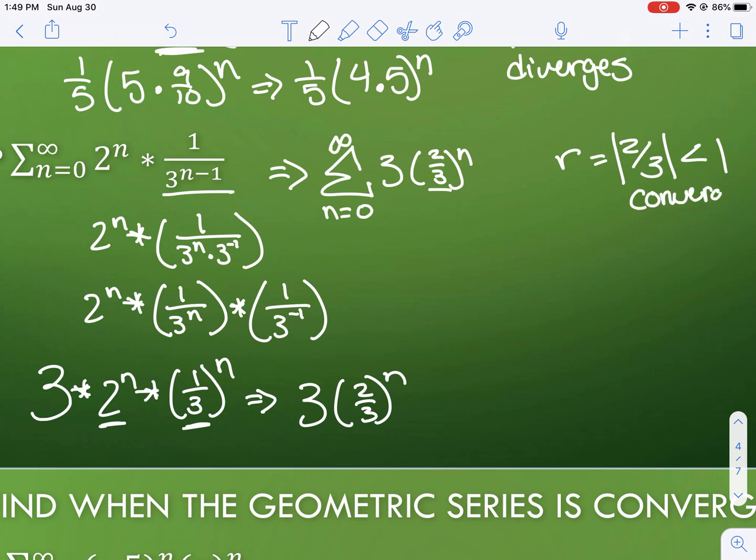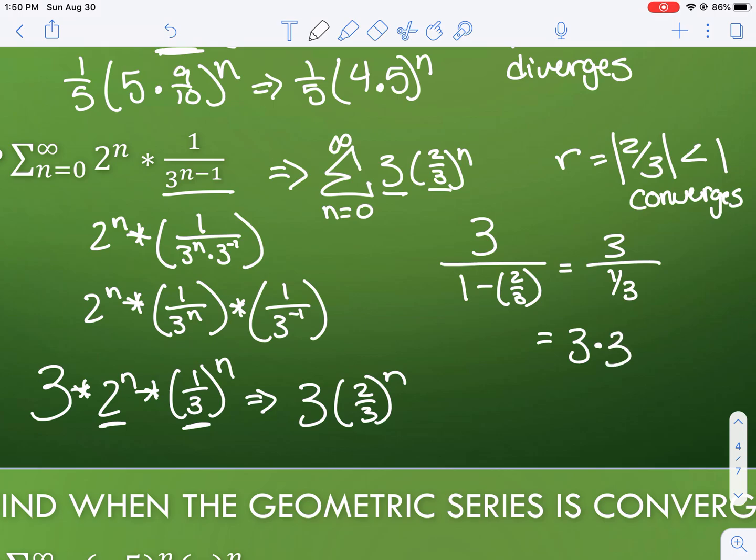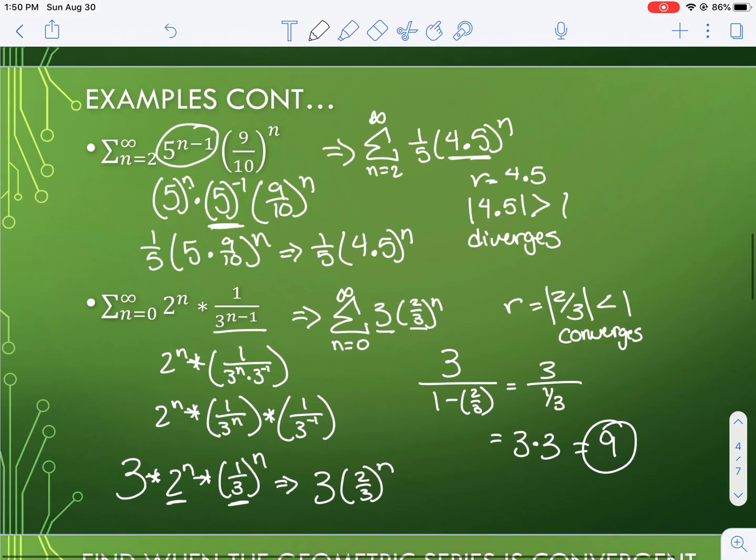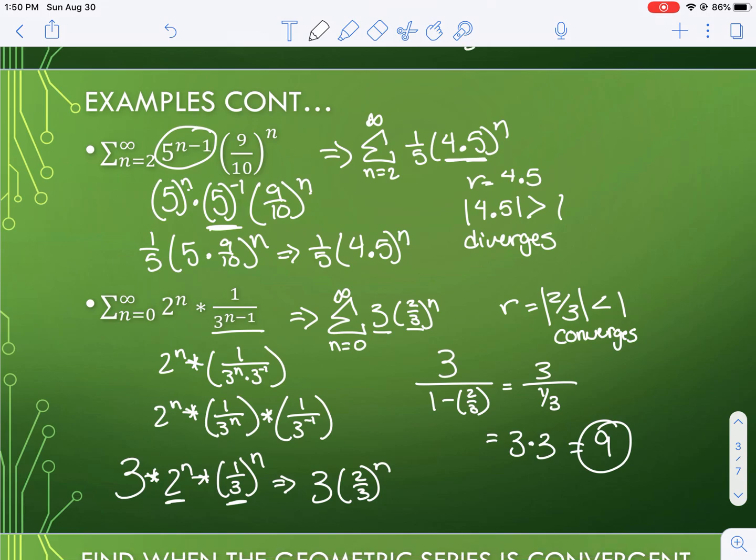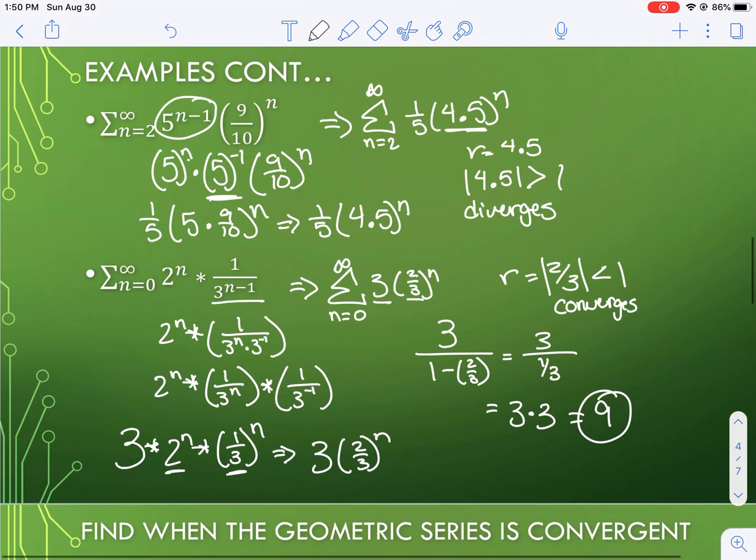So now I need to find what finite sum it would reach. So a is going to be 3 over 1 minus 2/3. Well, that becomes 3 over 1/3, which becomes 3 times 3, so it would reach a sum of 9. All right, so that is how we determine if it converges or diverges.